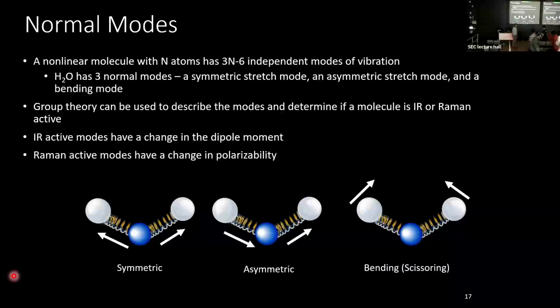All right. So water has three vibrational modes. We have the symmetric mode, where the hydrogens are going in and out in sync. This is at 3,200 wave numbers. We have the asymmetric mode, where the hydrogens are out of sync with each other. That's at 3,400 wave numbers. And we have the bending mode, which is at 1,650 wave numbers. The two hydrogens are staying at the same distance and just rotating around the oxygen.